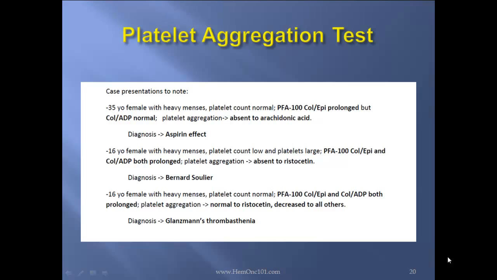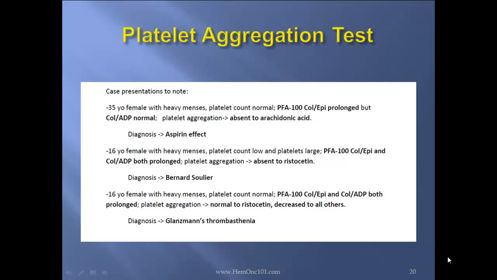Second case, a 16-year-old female with heavy menses, platelet count normal, platelets large. Remember large, keyword. PFA-100 collagen epi and collagen ADP both prolonged. When you see both are prolonged, there is a serious problem. Platelet aggregation, absence of ristocetin. Diagnosis, Bernard-Soulier. So, if you see large platelets, absence of aggregation to ristocetin, that's Bernard-Soulier.